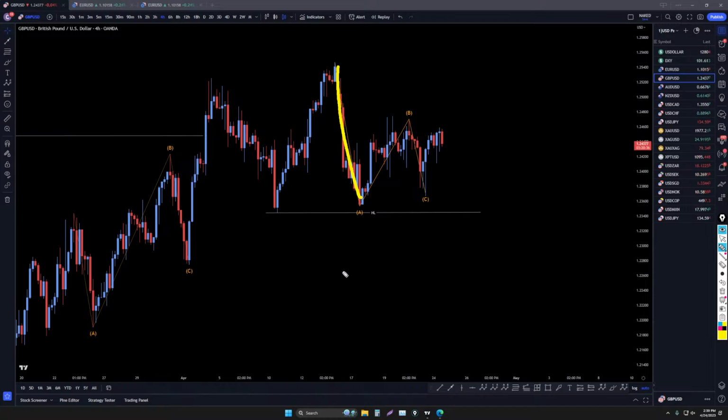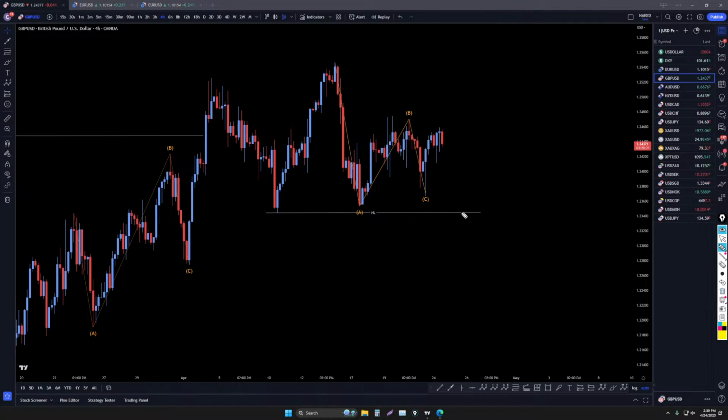I see impulsive down, looks like an A. I see a very corrective move up, looks like a B. I see impulsive down, looks like a C. It definitely looks like an ABC correction, and if it is, then it will continue to make higher highs, higher lows, and just keep on going up like that.